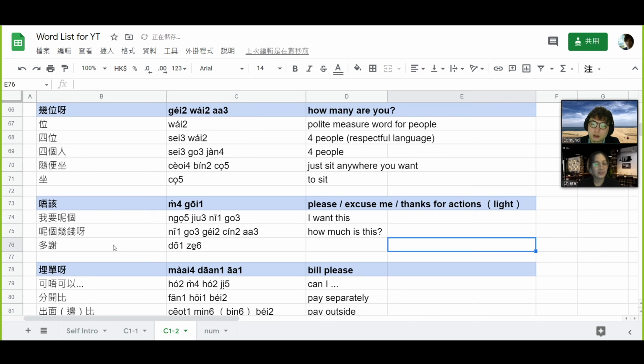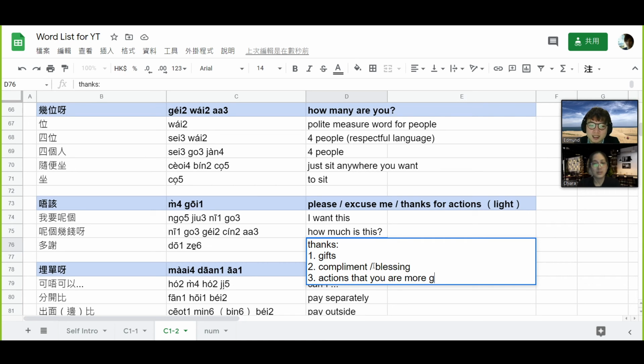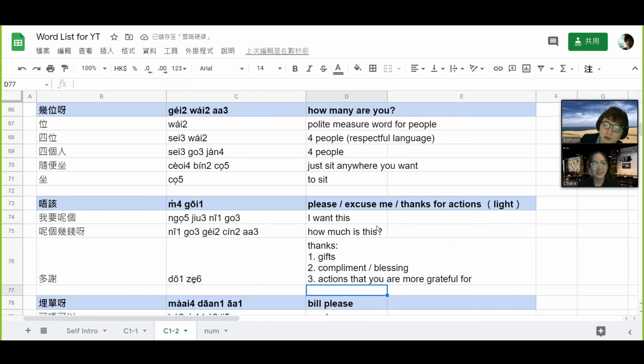多謝 is usually said as thanks for three things. The first thing is a gift. The second thing is a compliment. And then the third thing is a blessing. I think compliments and blessings are the same thing. But then it is also for some actions that you are more grateful for, heavier actions. So like for example, if someone opened the door for you, you say 唔該.